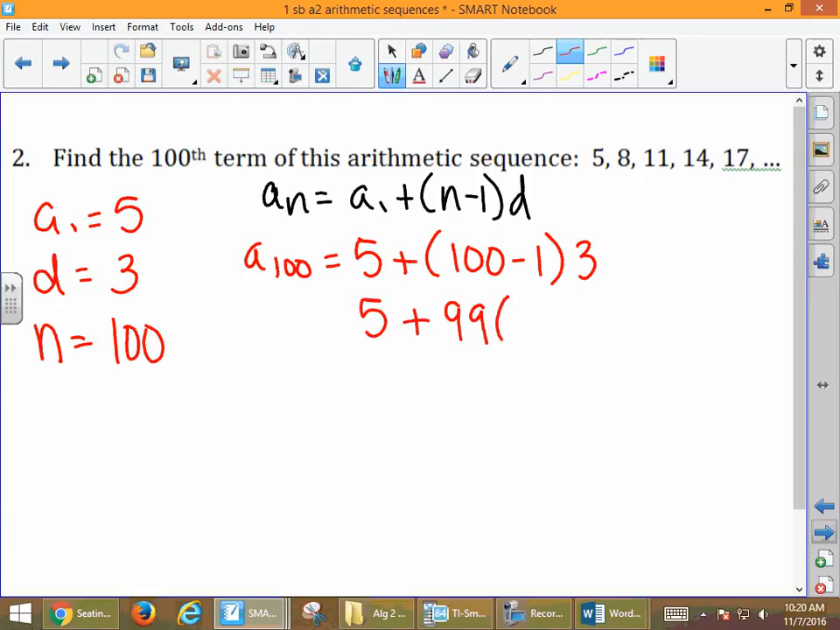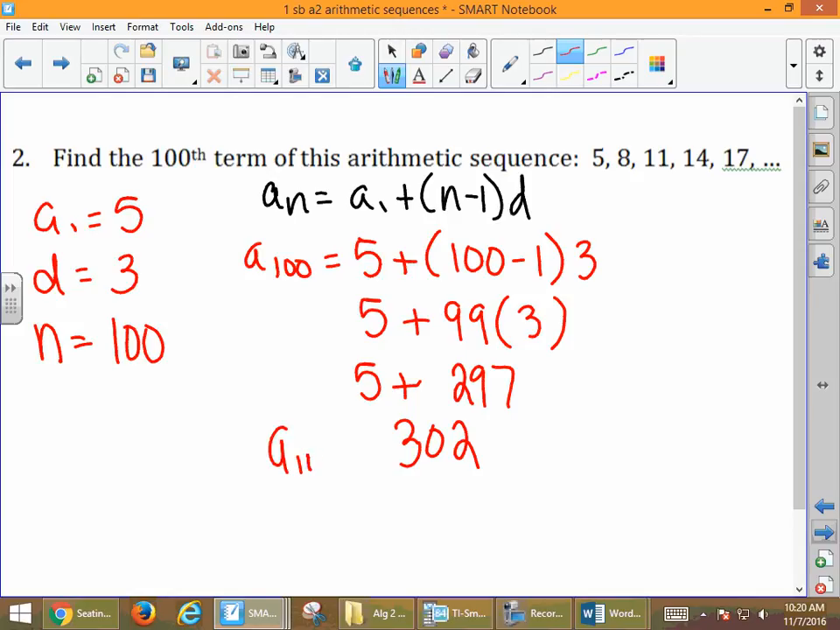100 minus 1 is 99 times 3. And then we get 5 plus, well, 9 times 3 is 27. 9 times 3 is 27. 28, 29. So 5 plus 297 is 302.